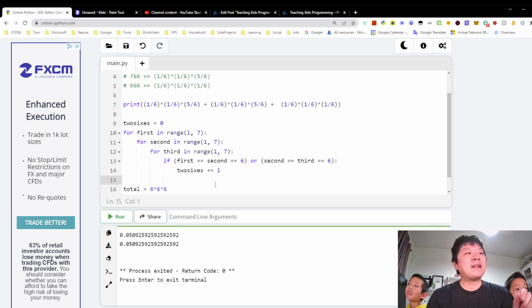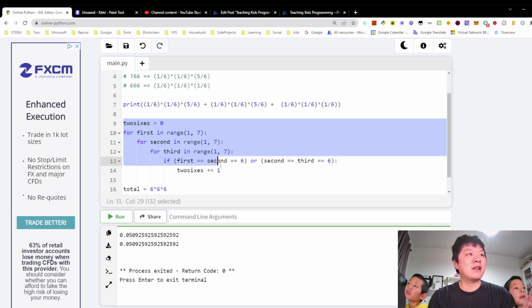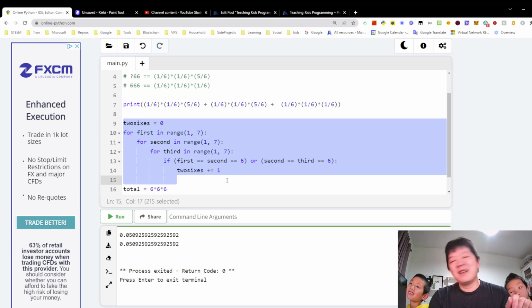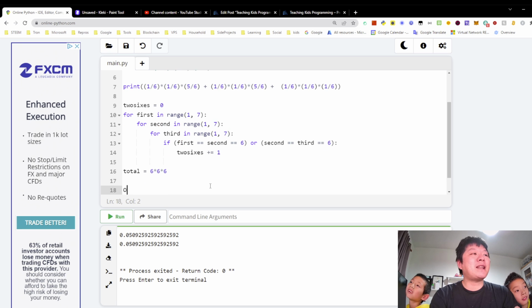Okay. So what's the time complexity of this one? For this one? That's a very tricky one. What's the time complexity of this? 6 times 6 times 6.